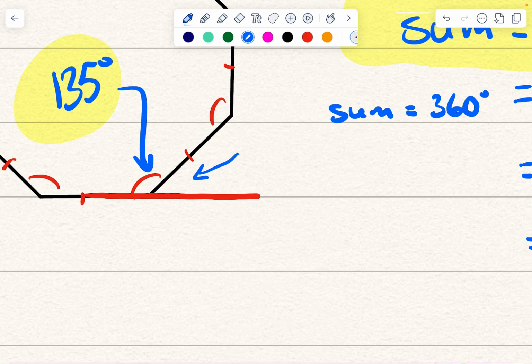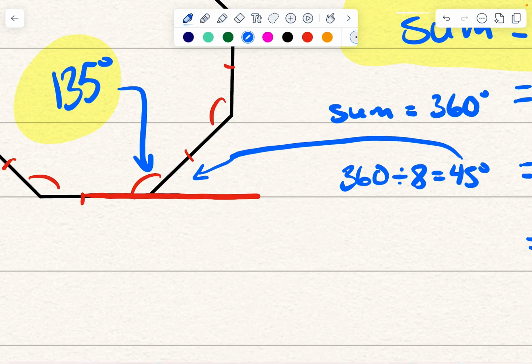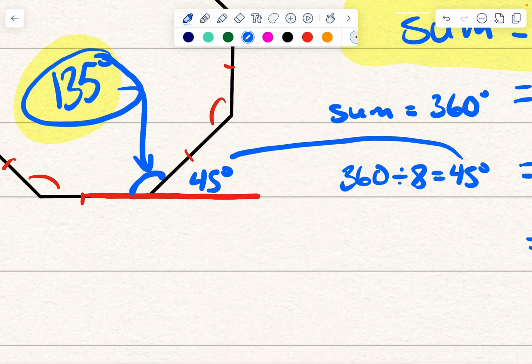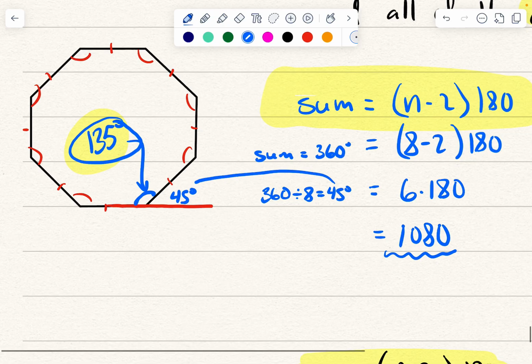So if this one has 8 sides, then we could take that 360 and divide it by 8 and get 45 degrees. And that's what that angle has to be. It's got to be 45 degrees. And if that angle is 45 degrees, then supplementary to it over here would have to be 135. And look, this works for everything.